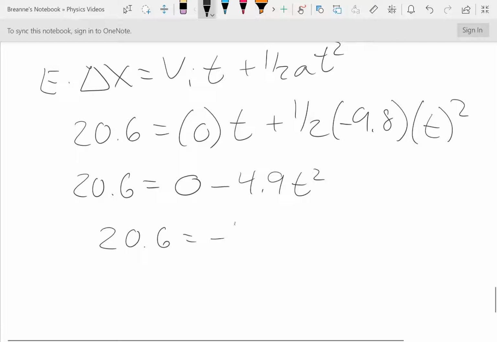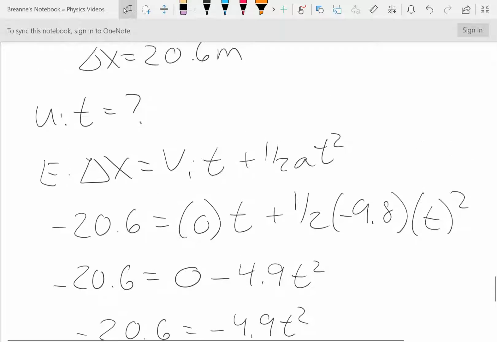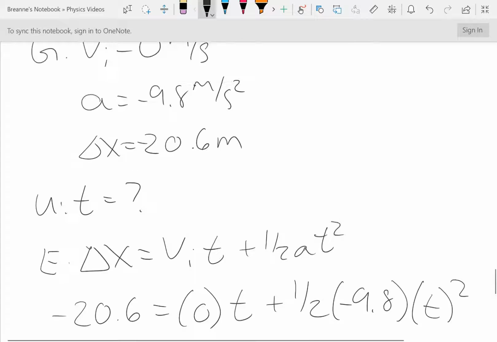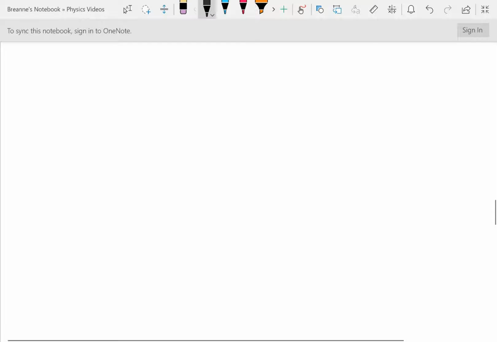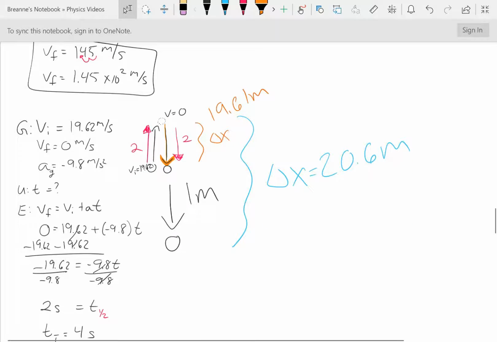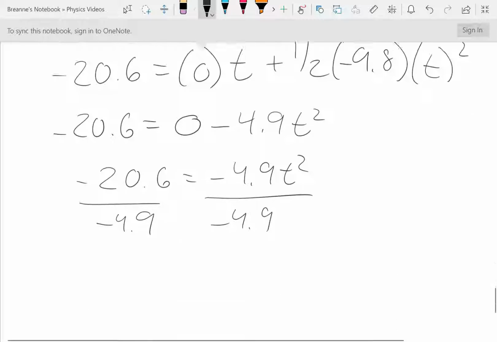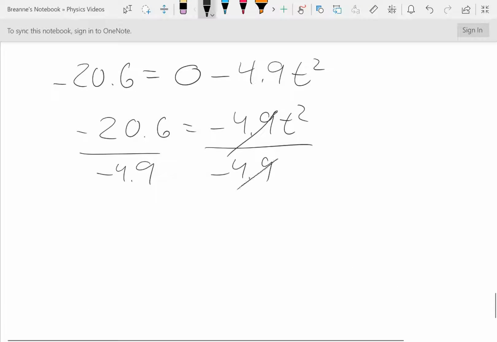And you just need to get the t by itself. So you divide by negative 4.9 on both sides. Remember, the displacement is negative because it's moving in the negative direction. So that is a negative displacement. That cancels. You're left with t squared equals 20.6 divided by 4.9. And that gives you 4.2.